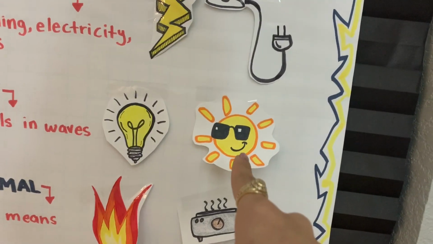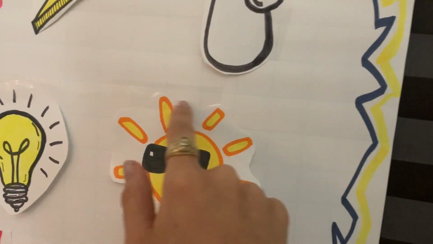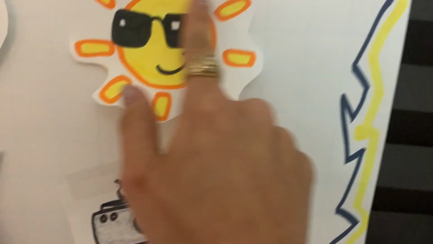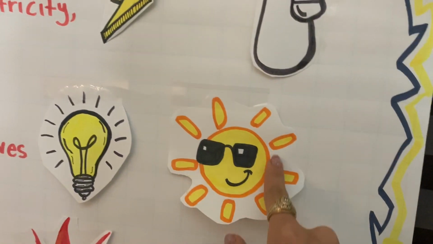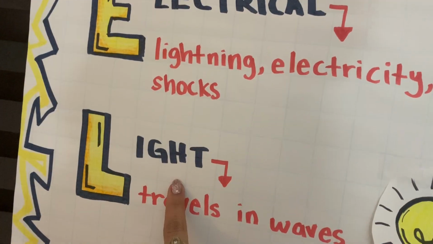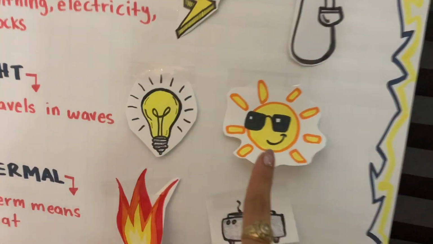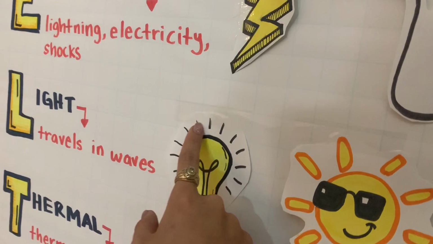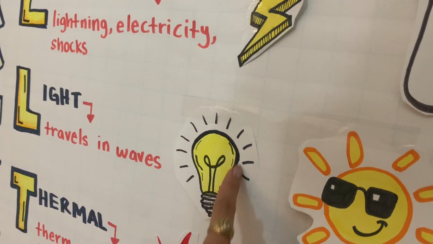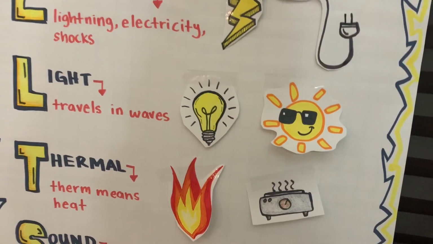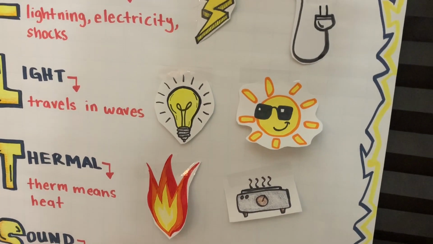Oh, yep, you guessed it. The sun also produces heat. So the sun doesn't only produce light, the sun also produces heat. So another thing that produces light and heat are light bulbs. If you leave a light bulb on for a long time, it'll start producing heat.